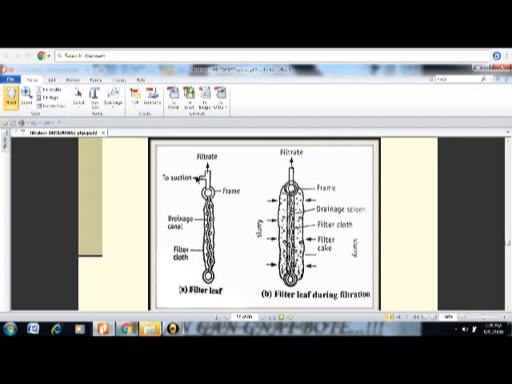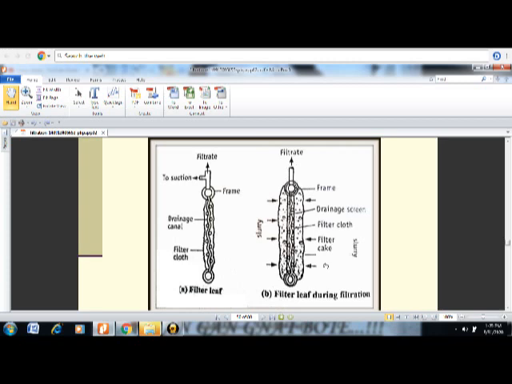The slurry which we have to filter, in that slurry we will dip this complete assembly. This is called a filter leaf. This complete assembly is dipped in that pot. So you see, this is during the filtration. This is a drainage frame, and this is a filter cloth.